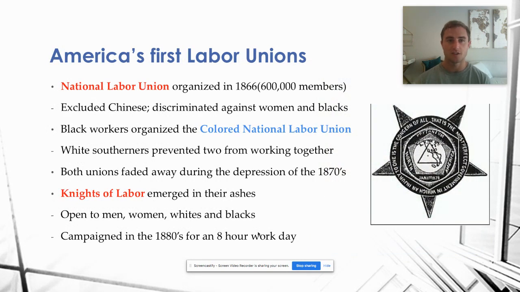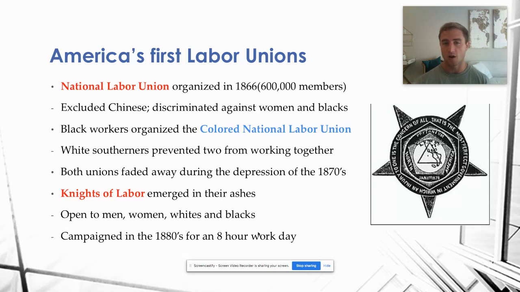The first national labor union that is created, the first is very easy to remember. It's the National Labor Union. Organized in 1866, it has 600,000 members, but it's coming in right after the Civil War. And if it's national, it's going to have Southerners in it, and that's going to create a problem because it is discriminatory to blacks. It also is discriminatory to women and Chinese.